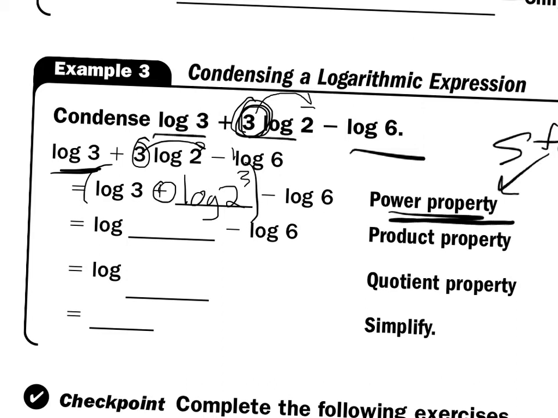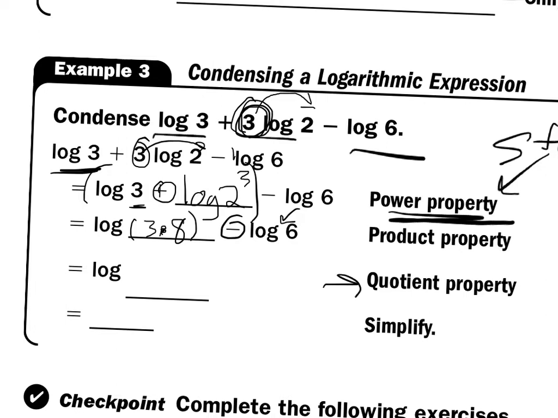Since we're adding, that means I'm going to multiply in the same log: 3 times this 2 (this is supposed to be a multiplication sign) times the 2 cubed, which is 8. So I'm going to write that as log of 3 times 8, and then just copy down minus log 6. Now because we're subtracting two logs, we're going to use the quotient property.